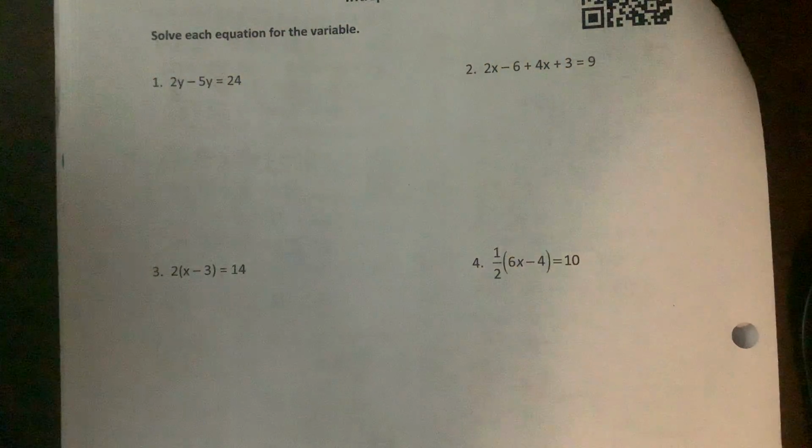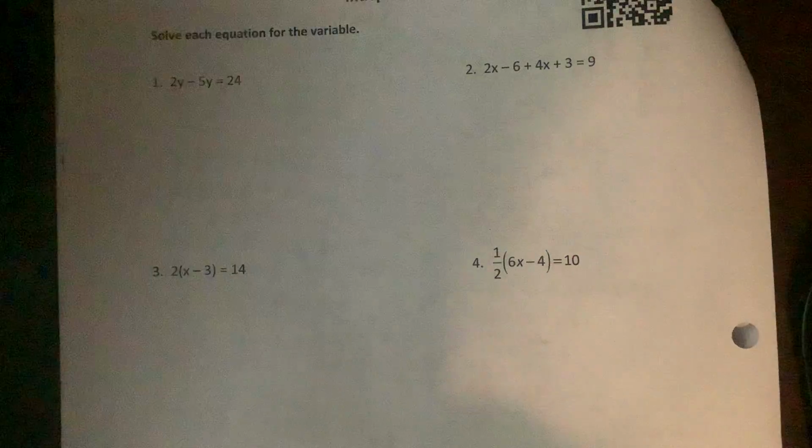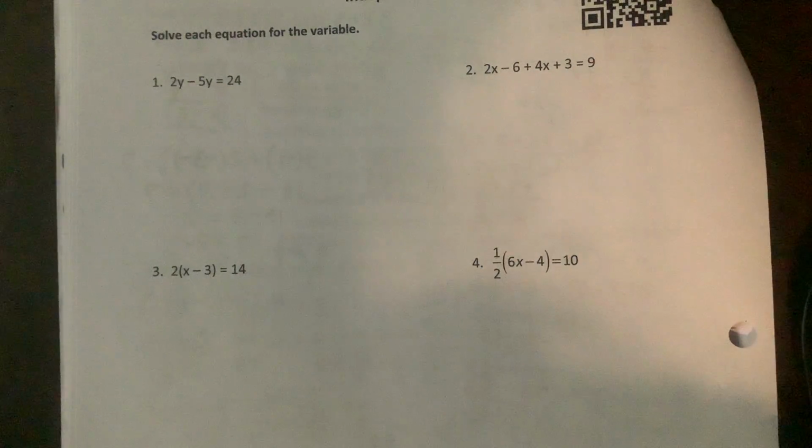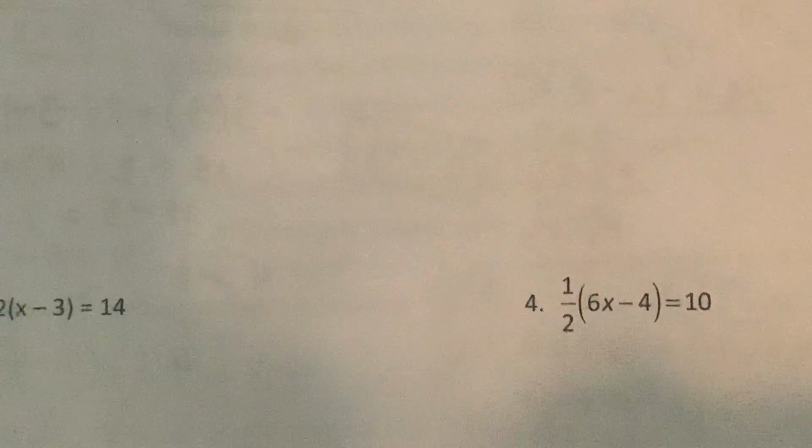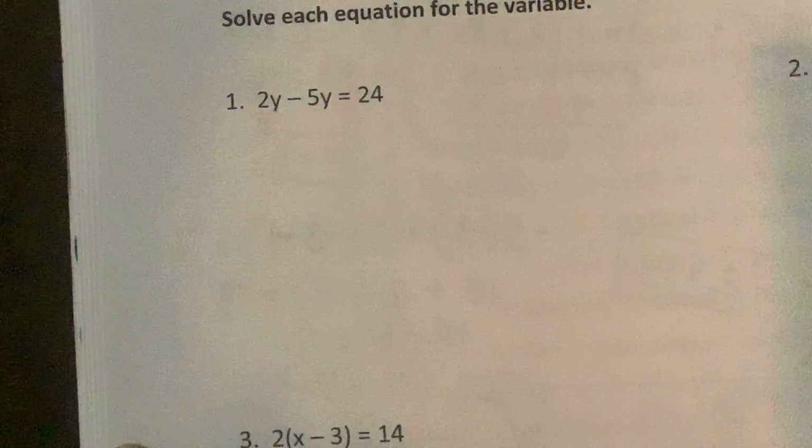All right. So this was the homework assignment, and let's go over it. Starting with the first problem, I'm going to make it nice and big because I can't see it. So if I can't see it, you can't see it. Here we go.